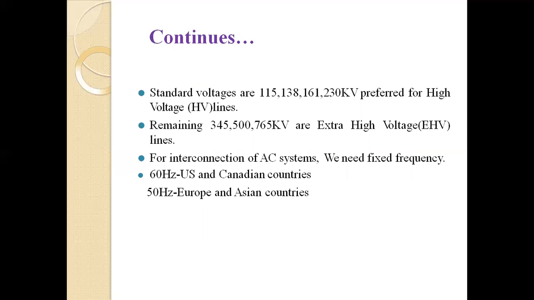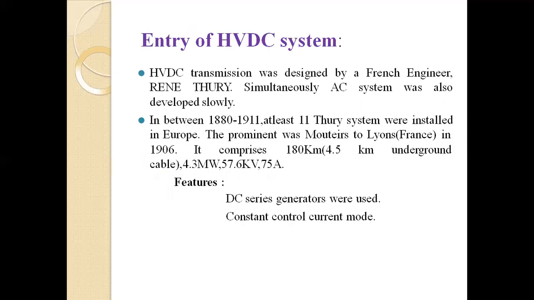For interconnecting AC systems, we need a fixed frequency: 60 hertz in the US and Canada, 50 hertz in European and Asian countries. Now the entry of the high voltage DC transmission system, HVDC. HVDC transmission was designed by a French engineer in theory. Simultaneously, the AC system was also developed. Between 1880 and 1911, at least 130 systems were installed in Europe. The prominent one was Moutiers to Lyon in France in 1906.